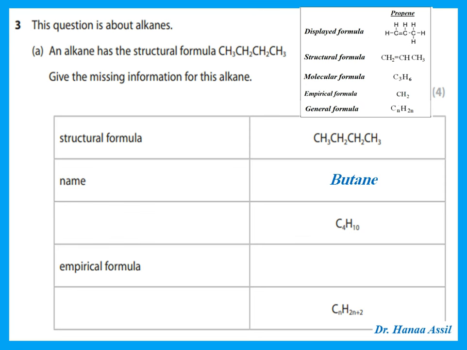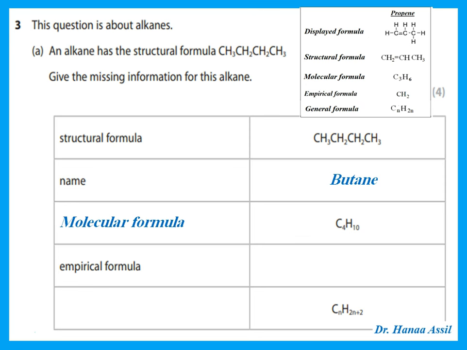Remember that for any organic compound, we have different types of formula. We have displayed formula. This is where we're drawing everything, showing all atoms and all bonds. We have structural formula. So this is the structural formula for propene. In structural formula, we collect all the hydrogens for each carbon. So the first carbon has 2 hydrogens, and then 1 carbon with 1 hydrogen, and then 1 carbon with 3 hydrogens. That is structural formula. Molecular formula is the one showing all the number of carbons and all the number of hydrogens. So C4H10 here is a molecular formula.